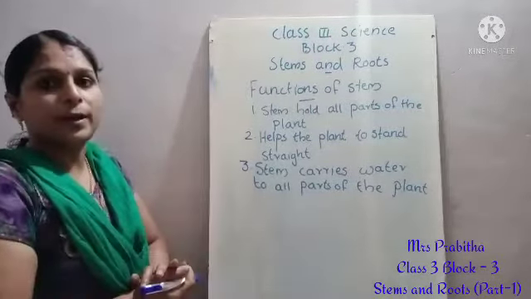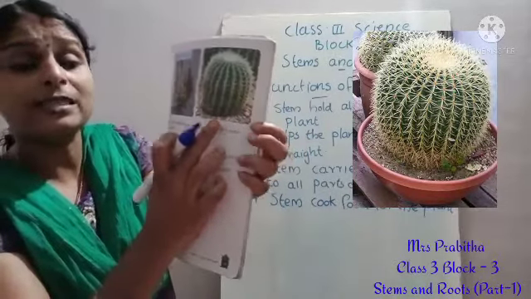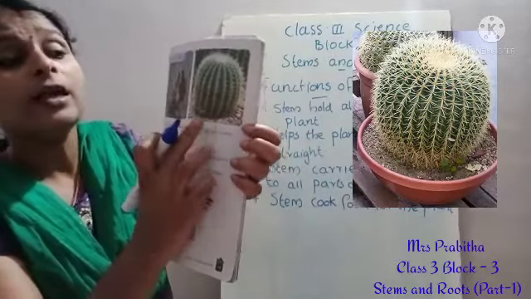Stem cooks food for the plant. For example, you can see the cactus plant here. See the picture, children. The cactus plant does not have leaves. Instead of leaves, it has spines or thorns on it.